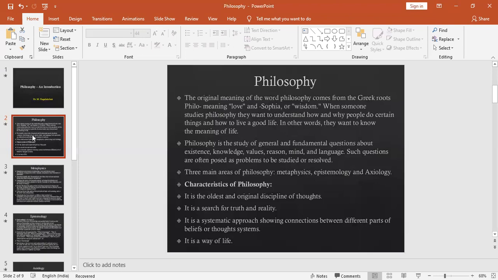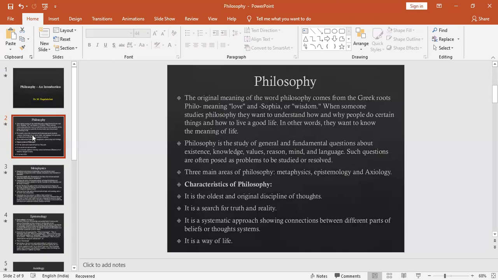It's like mathematics, right? A systematic approach showing connection between different parts. Philosophy is like mathematical problems, right? It apparently gives you a clear picture of the connection between different parts. What between different parts? Beliefs or thought systems, right? So this is a very systematic approach. So we can say it is the way of life.